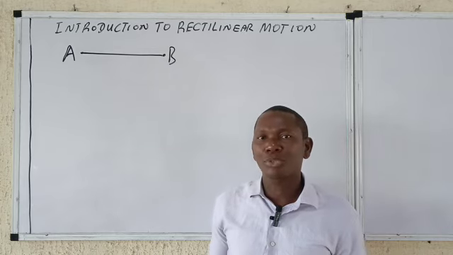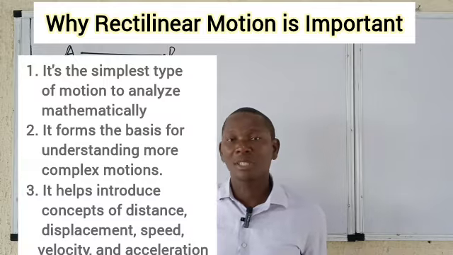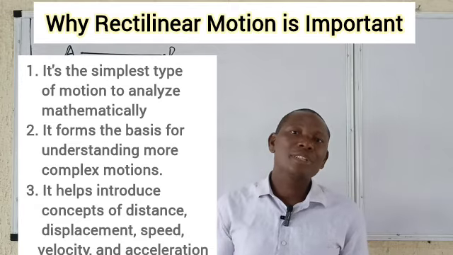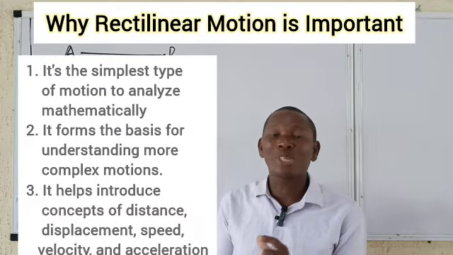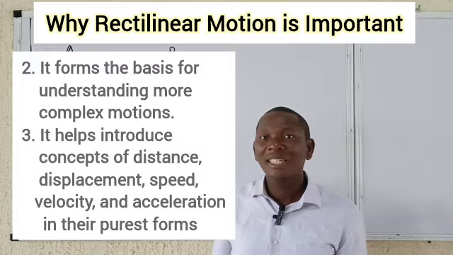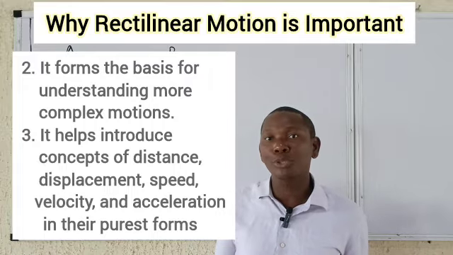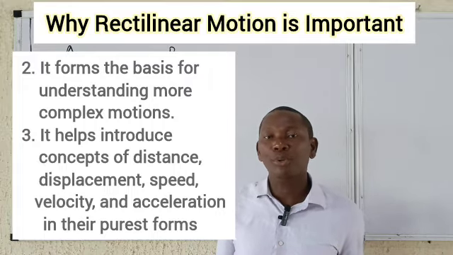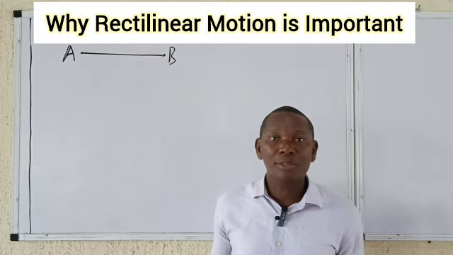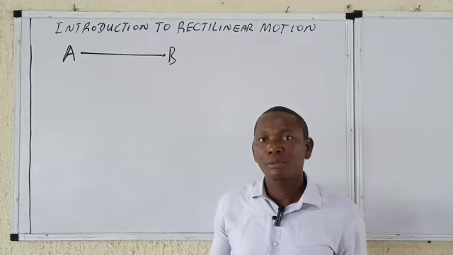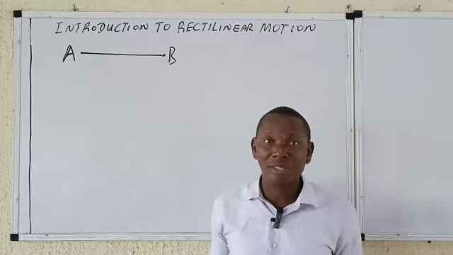Why is it important that we study this motion? Why is the study of rectilinear motion important? Take note. It is simply the easiest kind of motion that you can study or analyze mathematically. It provides the foundation for exploring other complex kinds of motion. Notice that even the concepts of speed, distance, displacement, velocity, and all that, are derived from what? The simple concept of rectilinear motion, because rectilinear motion is the easiest kind of motion that you can study.